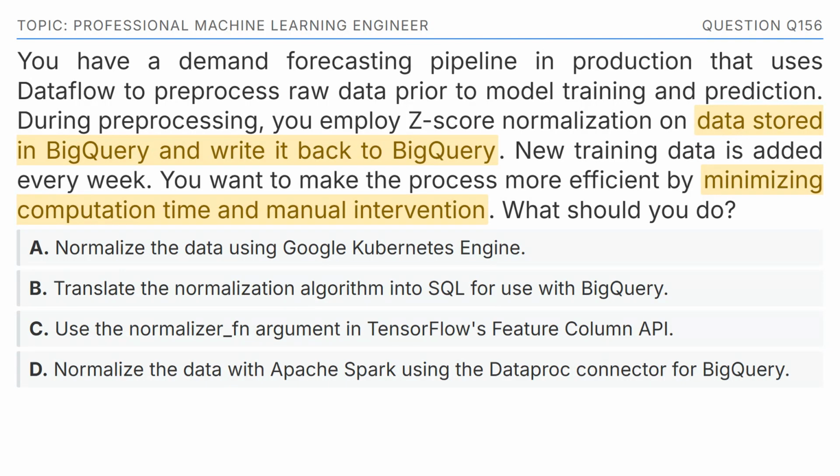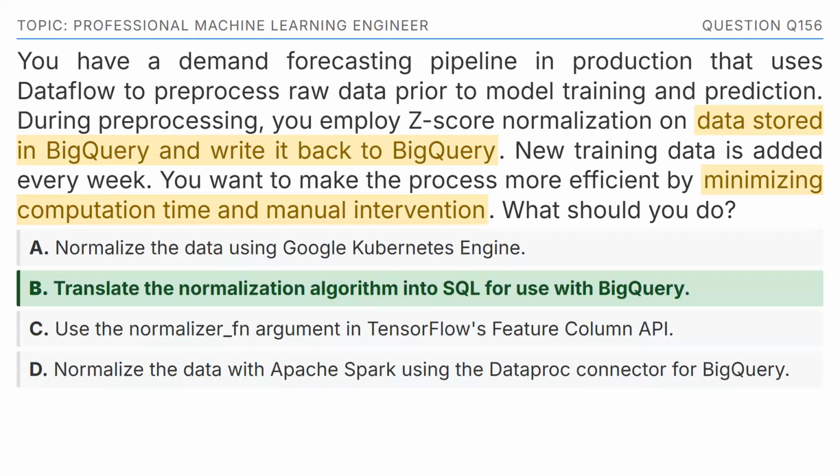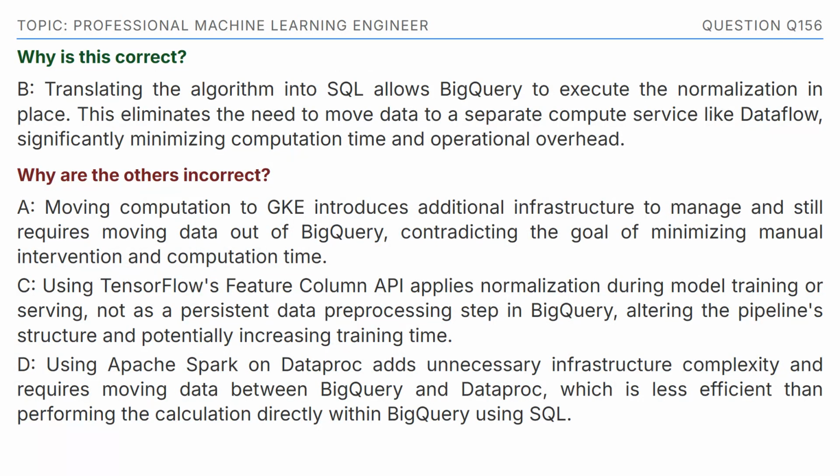To arrive at the correct answer, we focus on the keywords: data stored in BigQuery and write it back to BigQuery, minimizing computation time and manual intervention. The correct answer is option B, translate the normalization algorithm into SQL for use with BigQuery. Why is this correct? B.